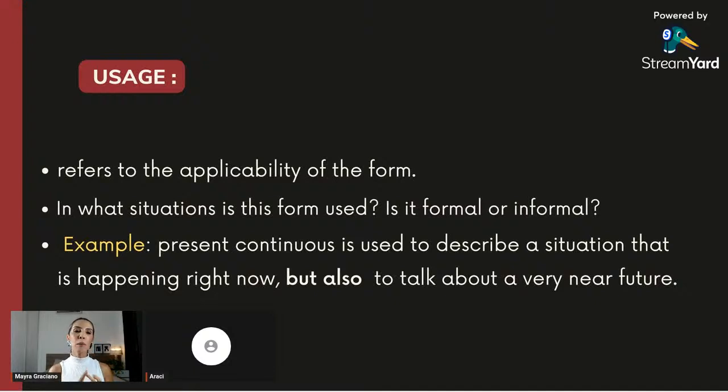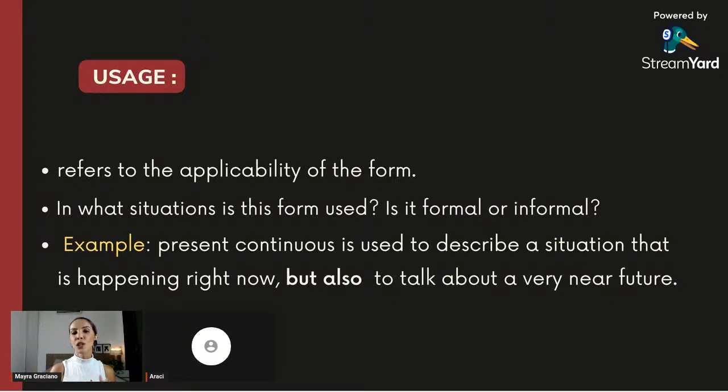Okay? How about usage? Refers to the applicability of the form. In what situations is this form used? So, when can I use this? What are the situations that I use this grammar? Is it formal or informal? Okay, let's see the example.